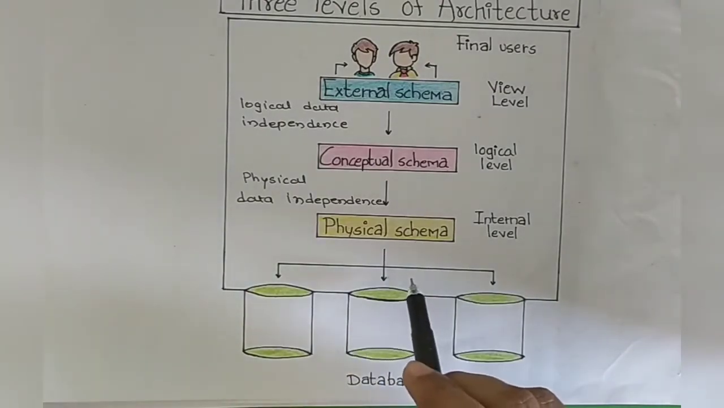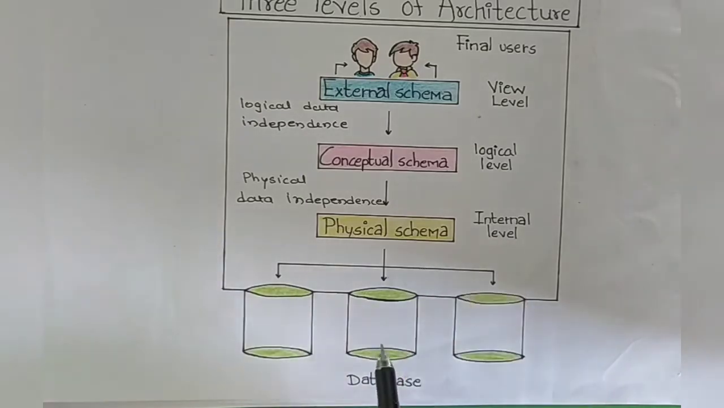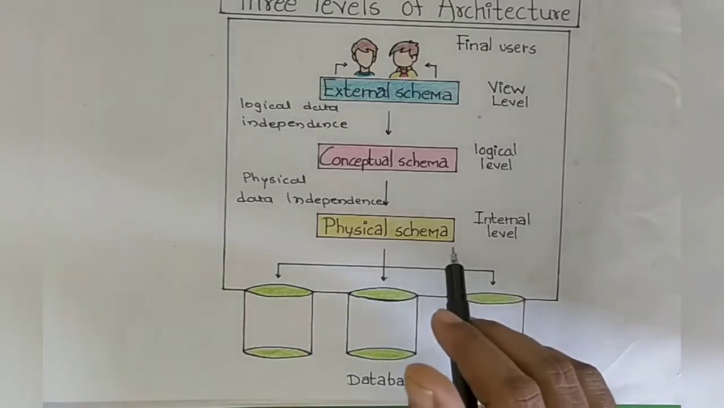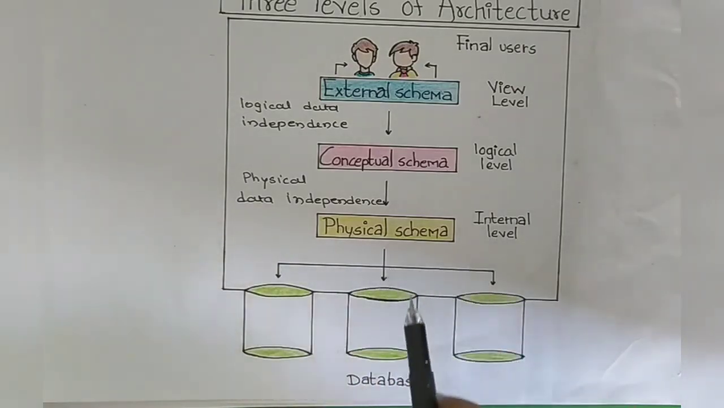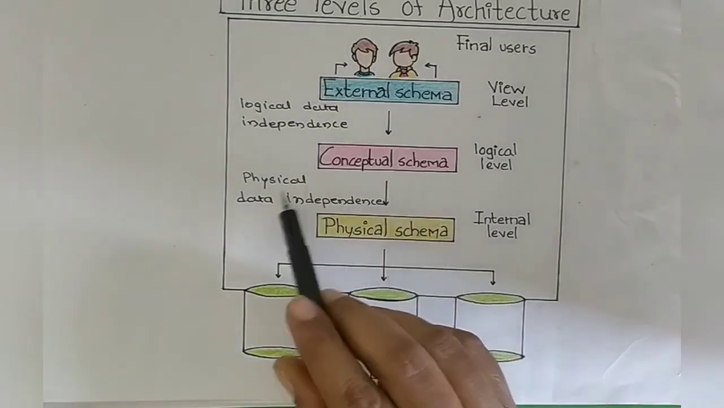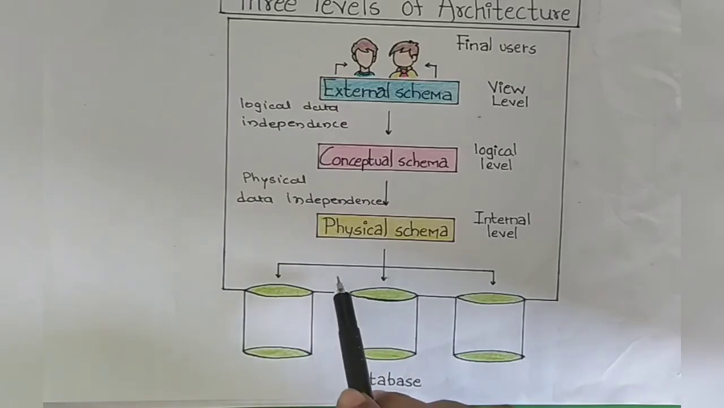Example you can take here is you can change the data structure at physical level. You can modify the indexes. You can change the hashing algorithm or modify the hashing algorithms over here at the physical level by using physical data independence. Okay.